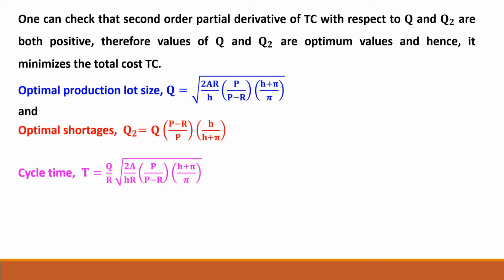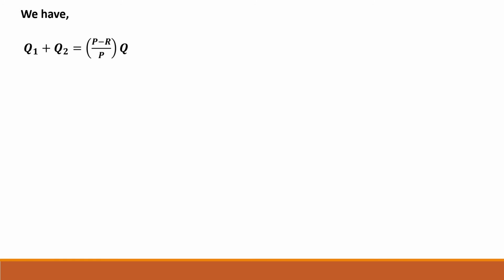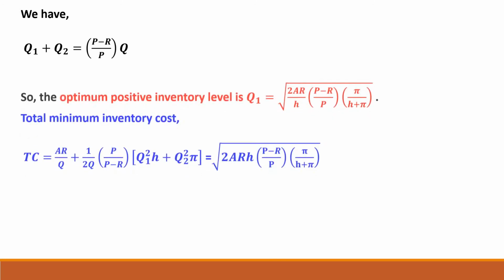So we got 2 square root of 2A upon HR into P upon P minus R into H plus pi upon pi. We know that Q1 plus Q2 is equal to P minus R upon P into Q.